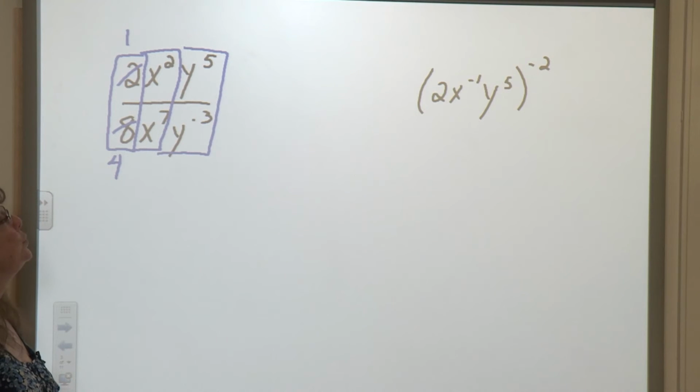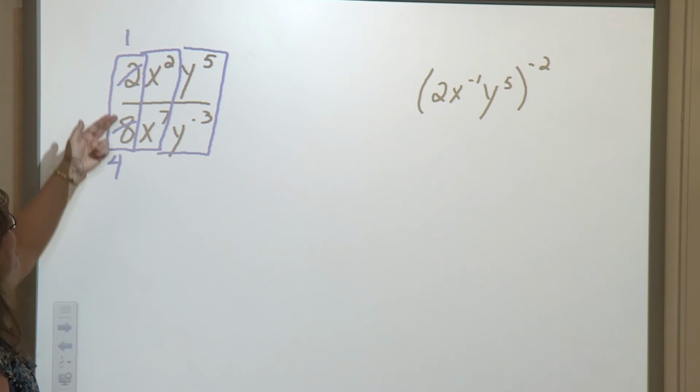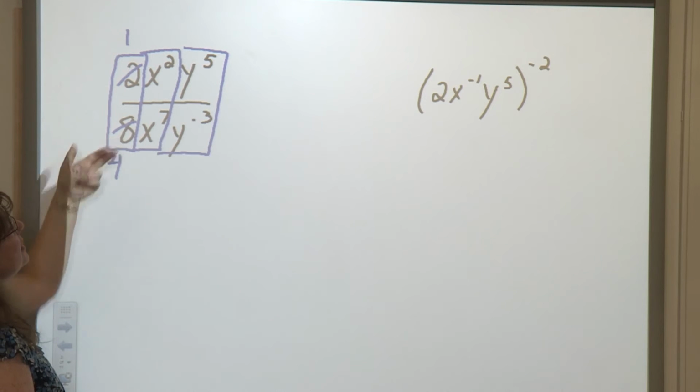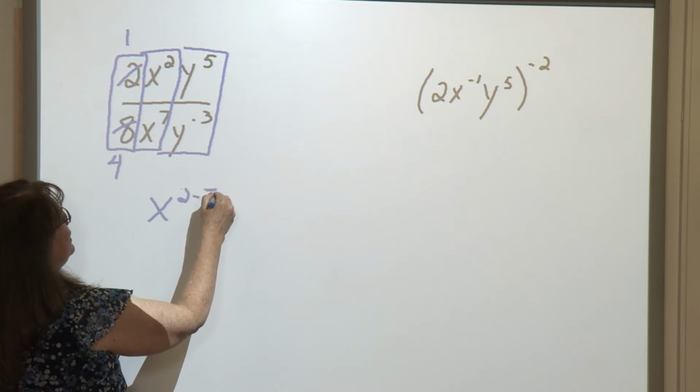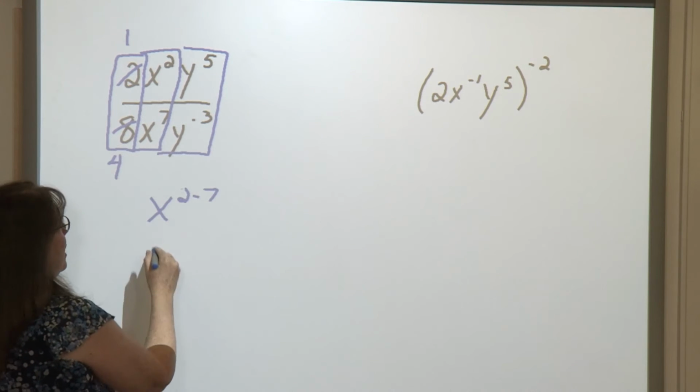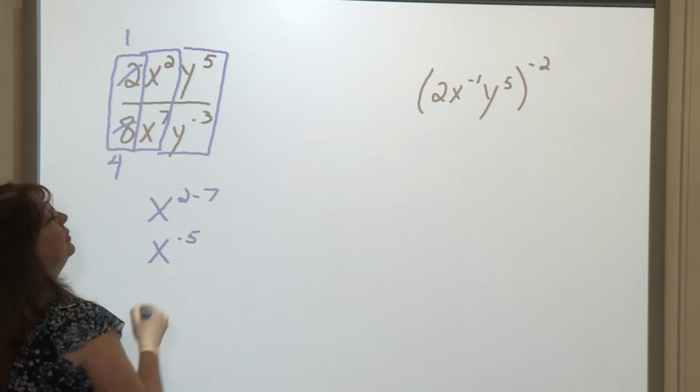And then I'm going to want to use the rules that I have for my exponents. I have x squared and x to the 7th. So if I look at working with the x's and take 2 minus 7, for my x's, I'm going to end up with a negative 5.